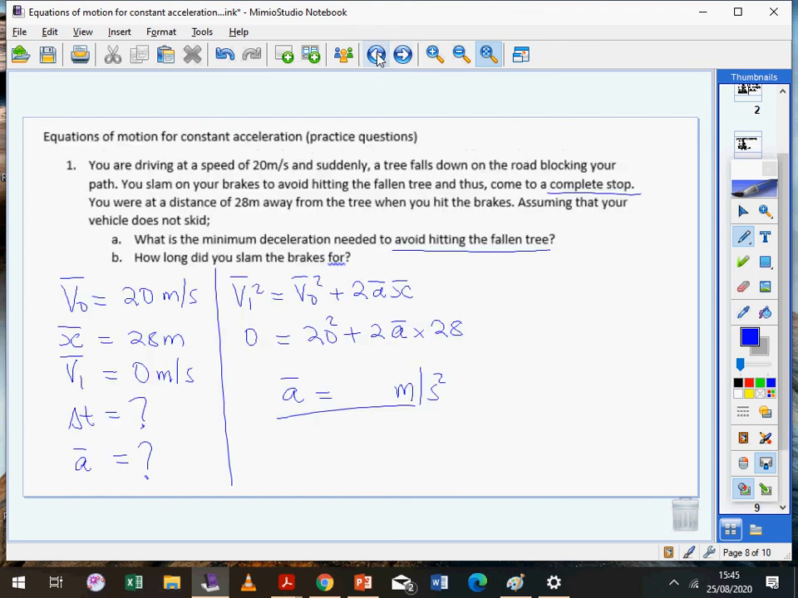Part B, how long did you slam the brakes for? Now that you have the acceleration, you can calculate the delta t, the time, because it's the only unknown that you'll have. And you can use any of those equations really to solve for the t. You can use this one. I think it will be the fastest one. So yeah, you have acceleration, you have this, you have that. You're only finding time, so you can just substitute and solve for t.